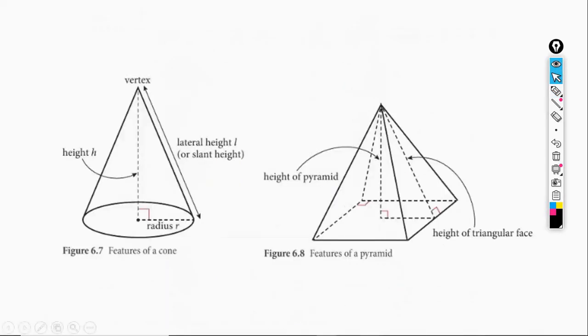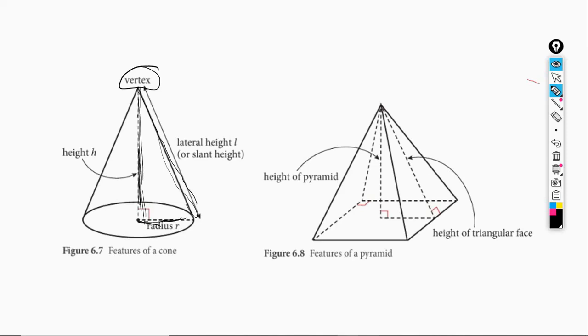So in the next slide, we also see different names for parts of the cone and the pyramid. So notice that this is the vertex of the cone right here. The height of the cone, all the cones that we study are going to be actually right cones. So that means that you can form a right triangle using the height and the radius, as well as the slant height. The slant height is this here. You need to know the slant height in order to find something like the surface area, for example.